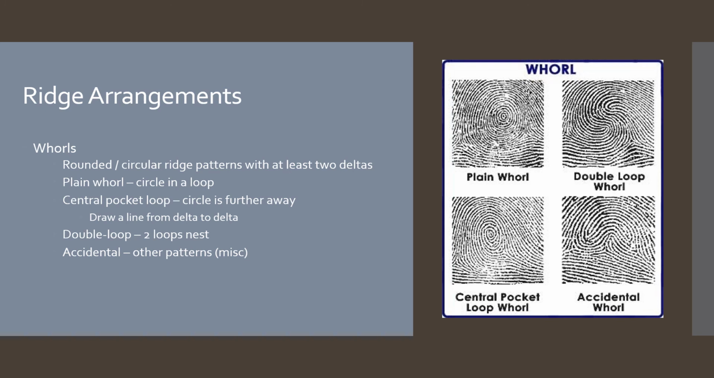A double loop whorl is where you basically have two loops that nest into each other like a yin and a yang. A central pocket loop whorl is where the circle is further away. So you have a delta here, and you probably have another delta off to the side, and you have this smaller situation that almost looks like a loop that happened to wrap around in on itself. And finally, you have what's called an accidental whorl. This isn't even a concentric circle situation. This is just a miscellaneous grab bag of something that doesn't fit any of the other major patterns.